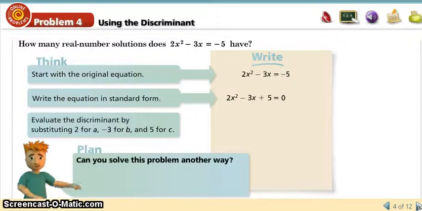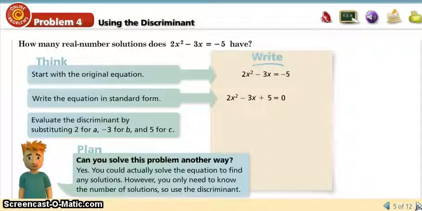Can you solve this problem another way? Think about another way that you could figure this out. Yes, you could actually solve the equation to find any solutions. However, you only need to know the number of solutions, so use the discriminant. This is what I was just talking about. It's not asking us for the actual solutions. It just wants to know the number of solutions you should have.